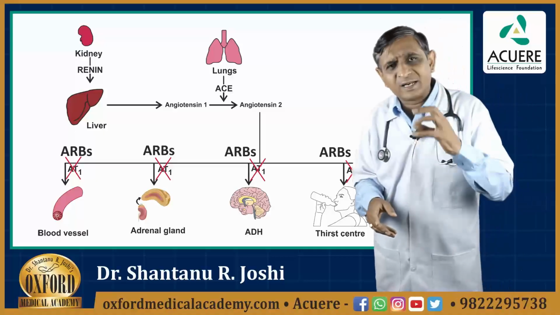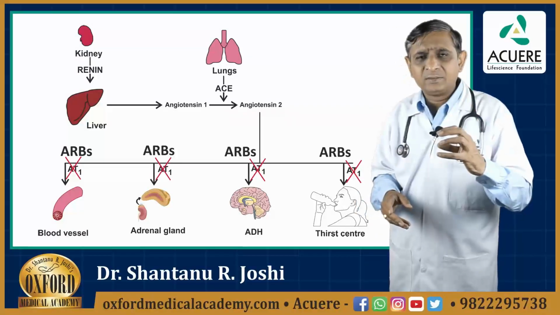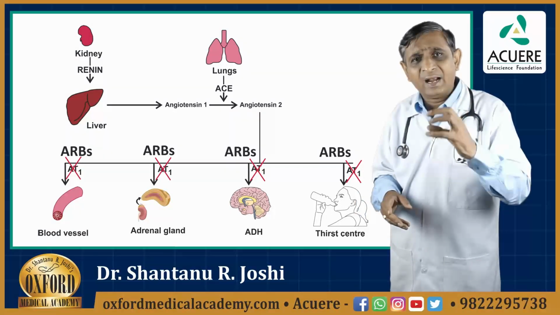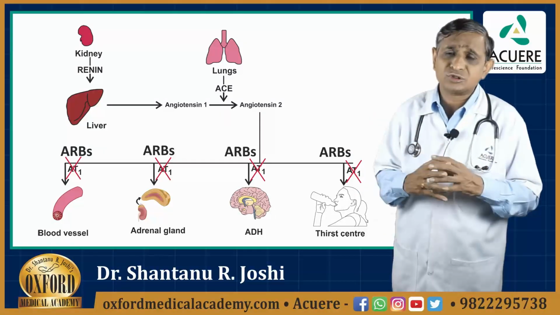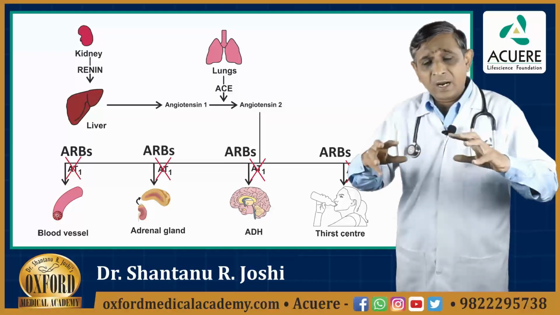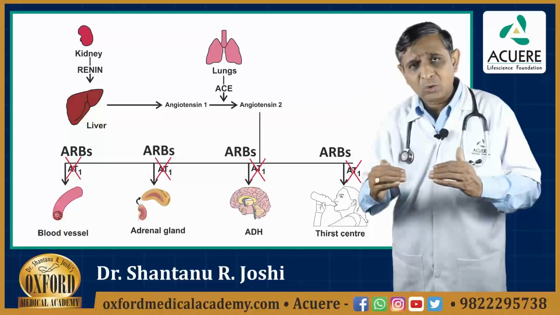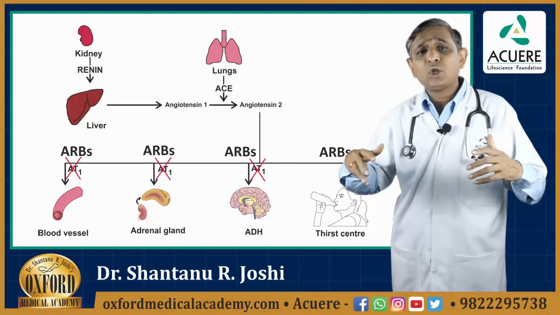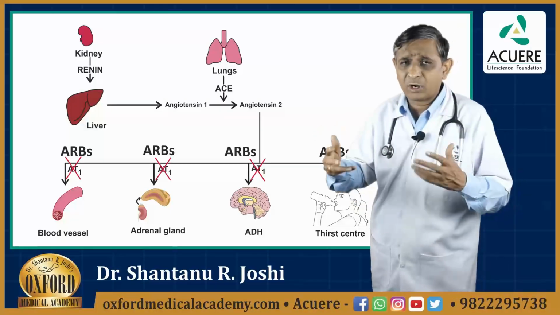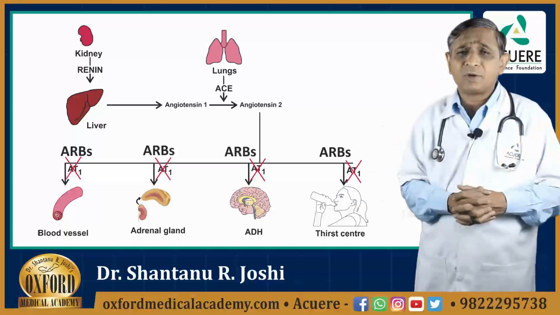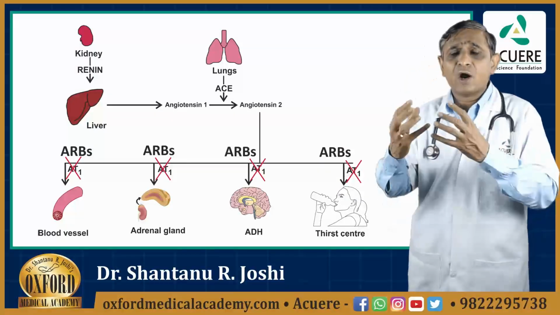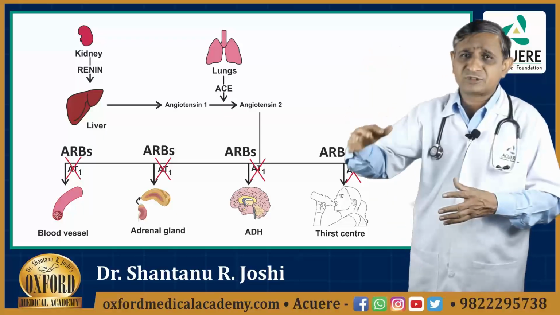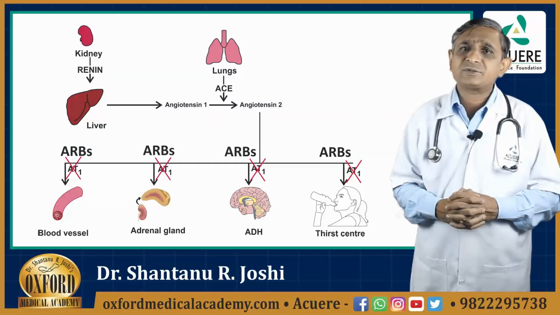When we block the AT1 receptors in the adrenal cortex, there will be reduction in the aldosterone secretion. When aldosterone secretion is low, naturally there will be no retention of sodium and water, rather there will be loss of sodium and water by the kidney. Volume of the blood reduces, cardiac output reduces, there will be reduction in the systolic blood pressure.